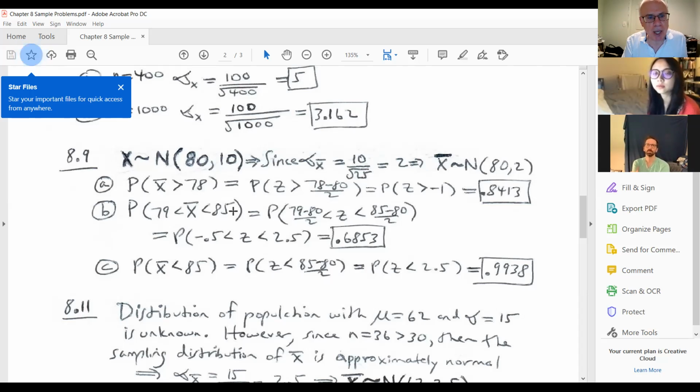Now B, notice what I'd have to do in both cases here, if I'm going to convert to a Z, is convert both the 85 and the 79 to a Z, right? And then find the probability that Z is between these two, which is 0.6853. And then this one is the probability X bar is less than 85, and I convert that to a Z, and I get the same answer. Now, again, you don't have to convert to Z's. I'm just showing you all this work so that you can see what Excel is doing behind the scenes, and what, if you have a TI-84 calculator, the 84 is doing behind the scenes. It's converting all these to Z's. But you don't have to do that in Excel.